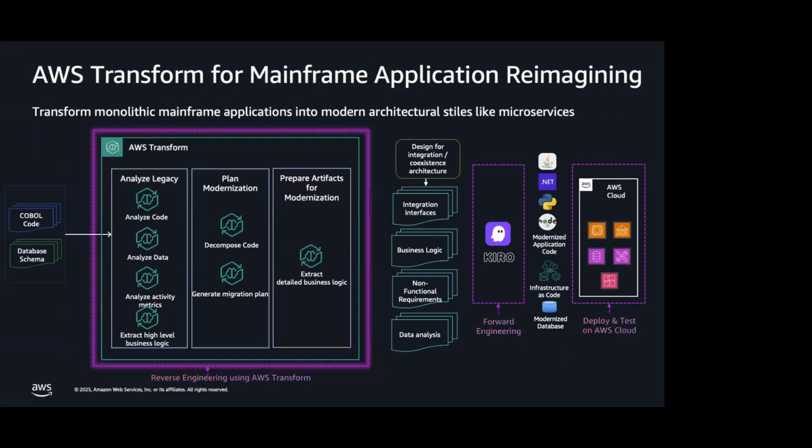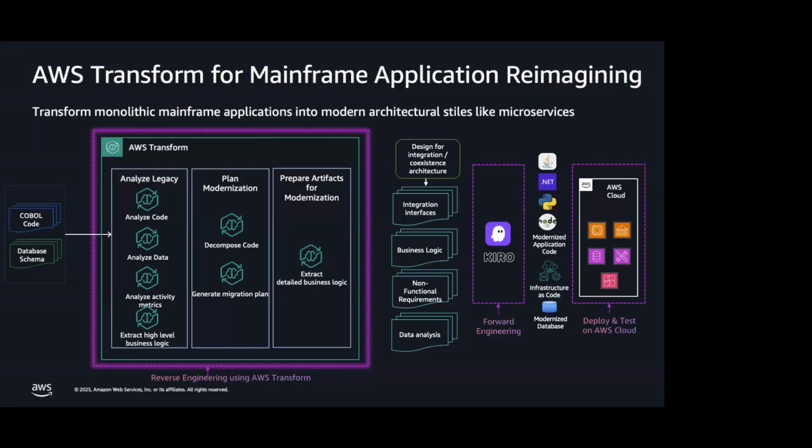Perfect. So this is the mother of all, mainframe. What do you do with mainframe? And this is where you can actually use AWS Transform for mainframe applications. And this is not just simple replatforming. This is where you would be completely reimagining the monolithic mainframe application and converting it into a modern architecture using microservices. The way you do that is you start with reverse engineering, where you analyze your COBOL code, your database schemas, you have the business logic, what the database patterns are, what are the different integration interfaces, what are the NFRs and such. And then based on that, you will create or extract out all the detailed business logic here.